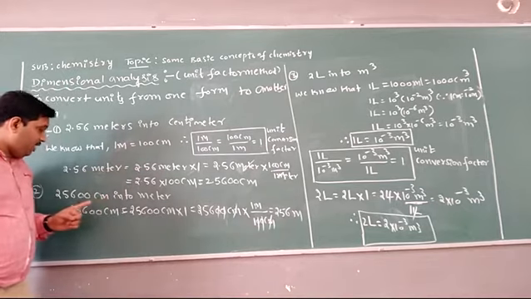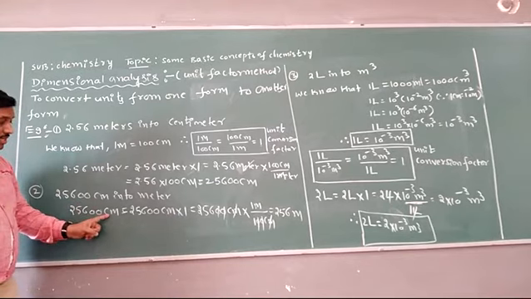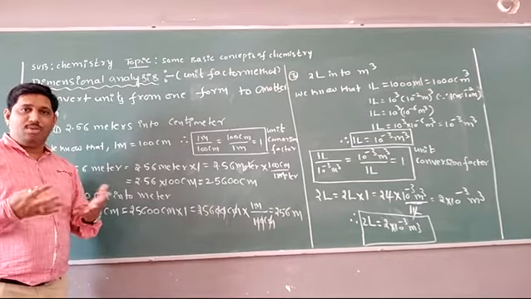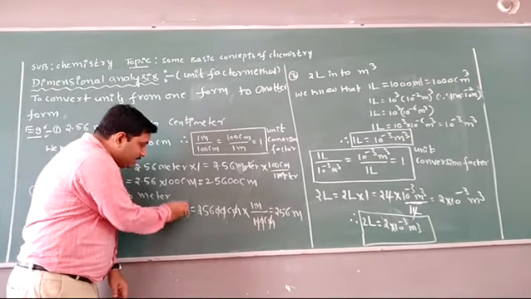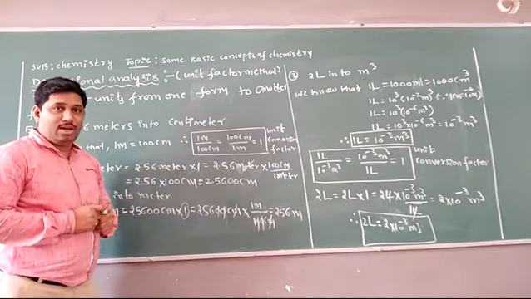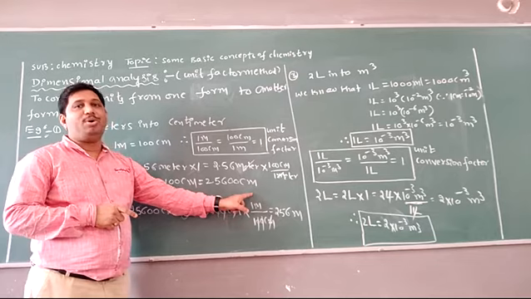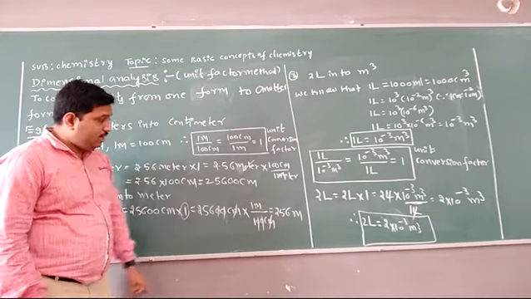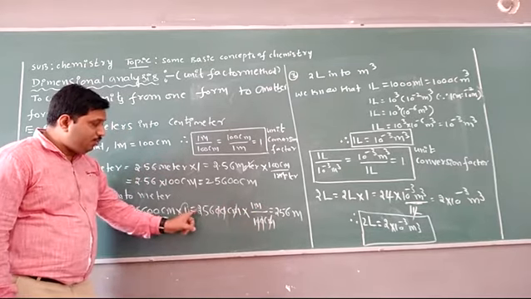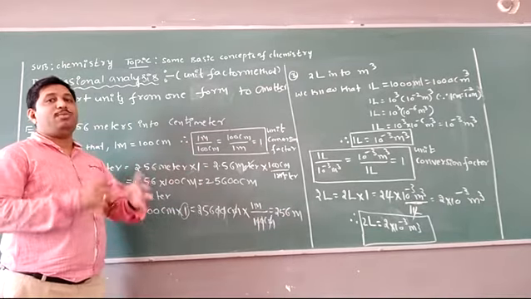How can you convert 25,600 centimeters into meters? This 25,600 centimeter can be written as 25,600 centimeter into 1. Any problem, students? Why? Because the same value will be obtained. But this one can be written as 1 meter by 100 centimeter, because you have to convert centimeters into meters, which means meter is always in the numerator. Therefore centimeters get cancelled and zeros get cancelled. 256 into 1 meter, that is equal to 256 meters. 256 meters will be obtained.